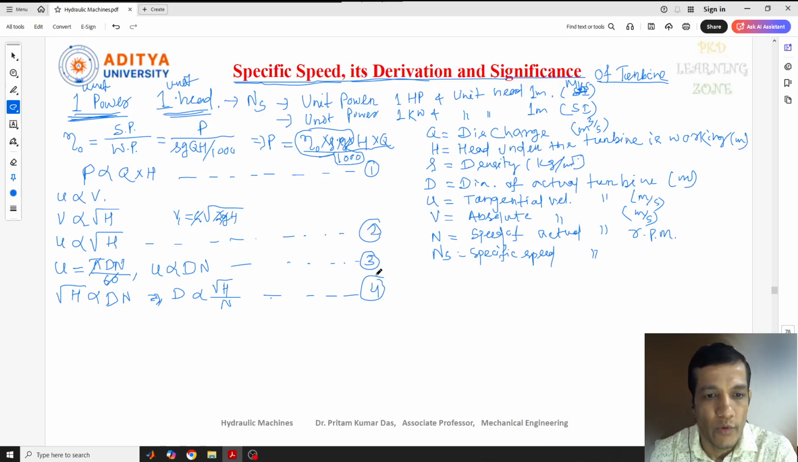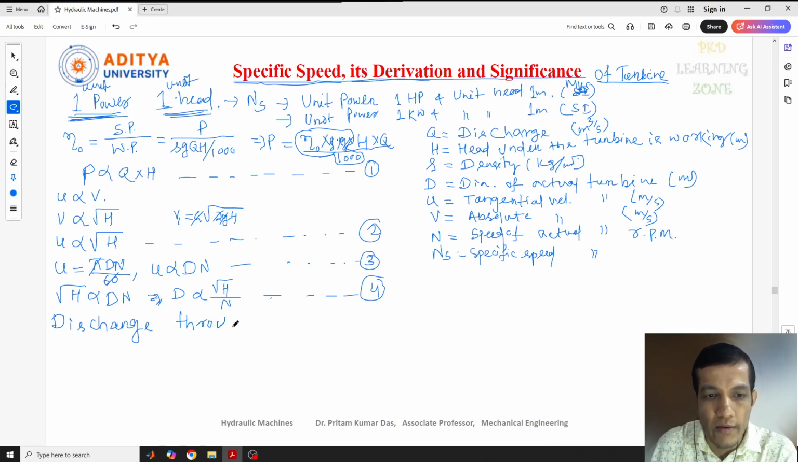Now the diameter we have calculated, and the head term is there. Next we will try for the discharge. The next part for us is the discharge through the turbine.